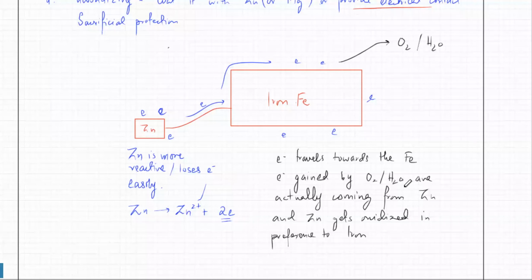So this is called sacrificial protection. You attach a slightly more reactive metal to it, and when you do that, whatever electrons are being gained here are actually coming from zinc. It's not coming from iron, so iron is protected.